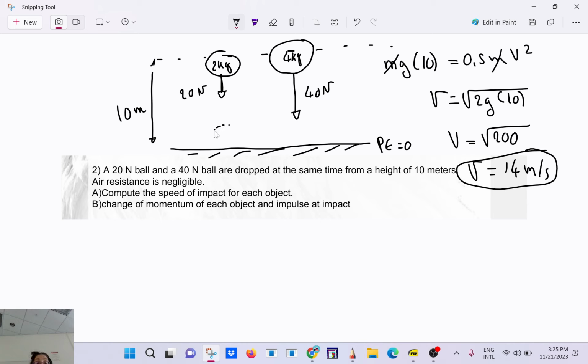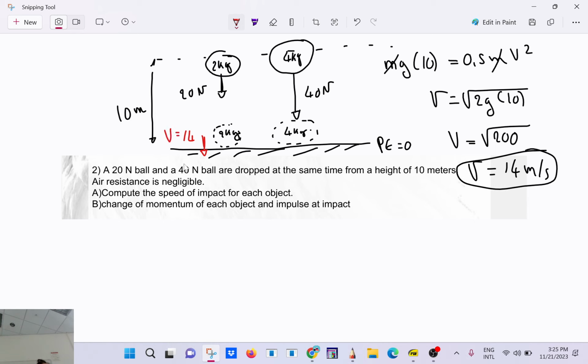However, you see, it's not going to be the same when they hit the ground. So this one is 2 kilograms. This one is 4 kilograms. And both of them have a speed of 14. That will be the speed.